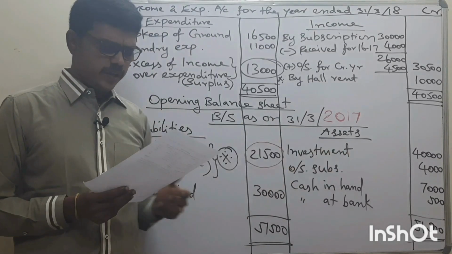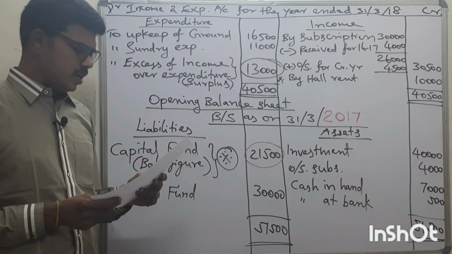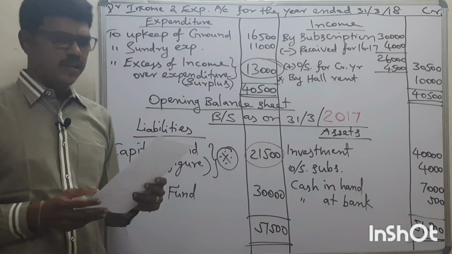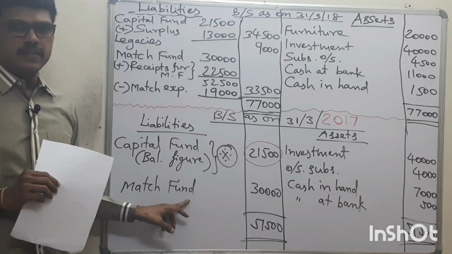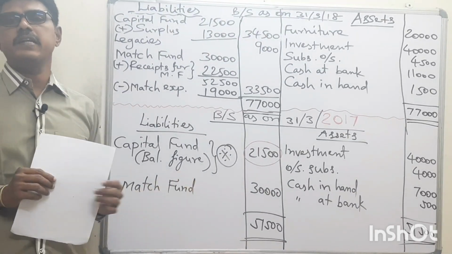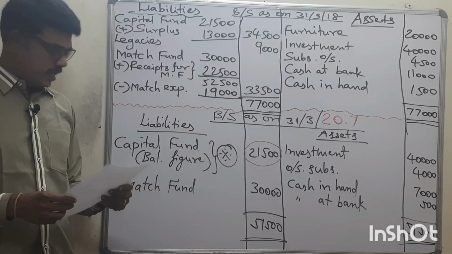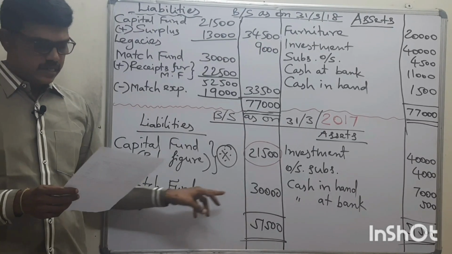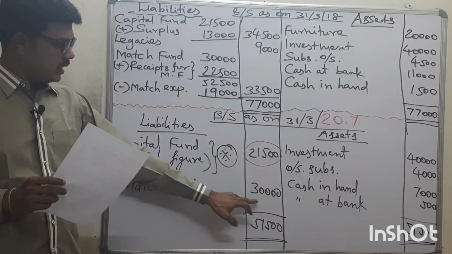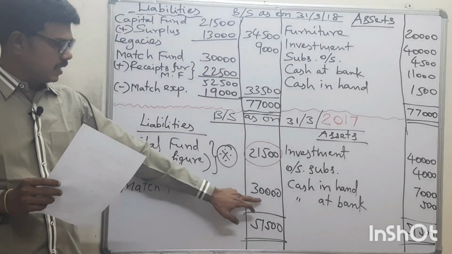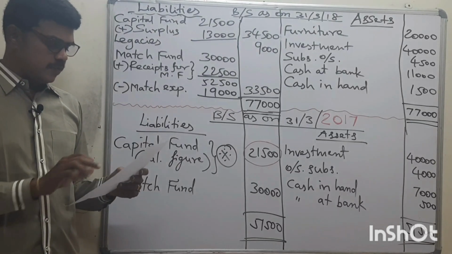Investment, 40,000 rupees. Investment is an asset. The club also had a credit balance of 30,000 in the match fund account. Match fund is a liability. Any fund is a liability, because there is an obligation; funds are allocated for specific purposes, so it should be treated as a liability. They have given 30,000 rupees in the additional information, and the club had created it in the previous year. It is a liability.